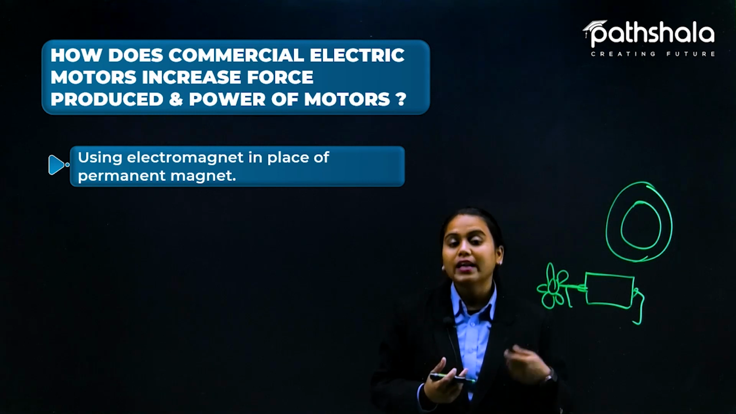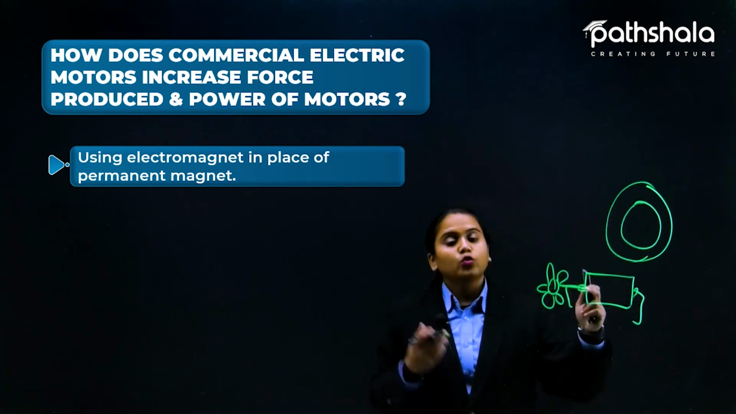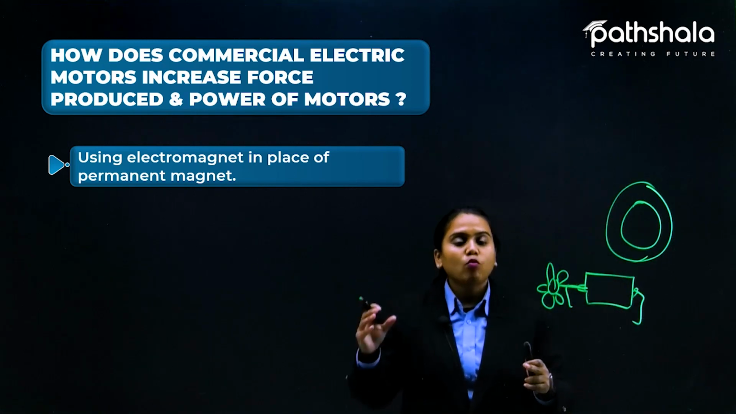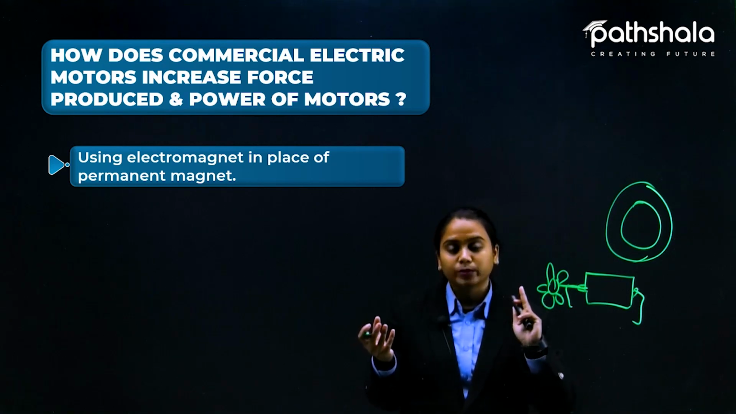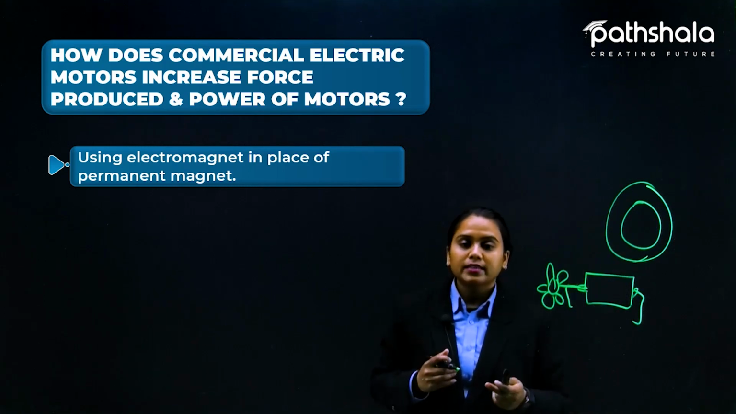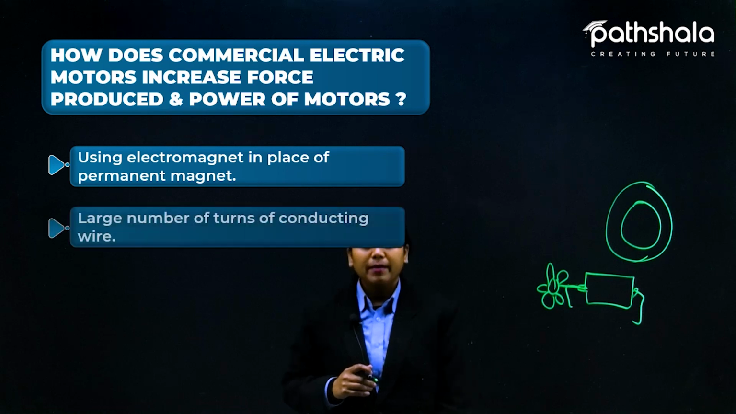It depends on the electricity. When we provide electricity to the coil, we can provide electricity to this also, because eventually what we need as a product is a mechanical force. For that, we can provide electricity to both things. So we can use electromagnets in place of a permanent magnet.